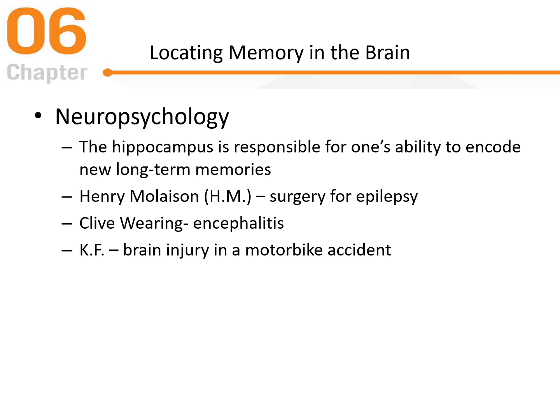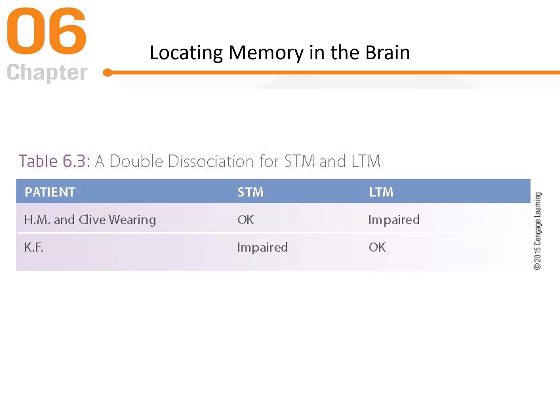Now, what we find from these three patients is something we call a double dissociation for short-term memory and long-term memory. With HM and Clive Wearing, both of whom suffered damage to their hippocampus, they have impaired long-term memory, but their short-term memory is okay. Whereas KF has the opposite problem. He has impaired short-term memory, but his long-term memory is okay. So here, again, we have this double dissociation, which gives evidence for the role of the hippocampus in long-term memory, and also, even more importantly, evidence that short-term memory and long-term memory work in different areas of the brain.